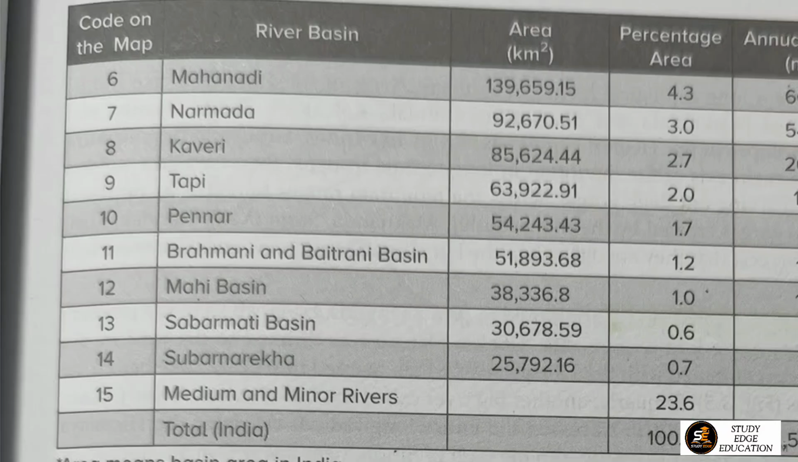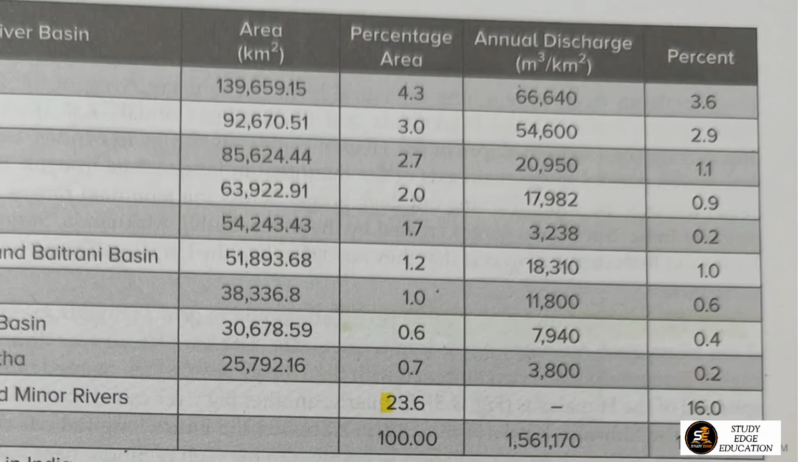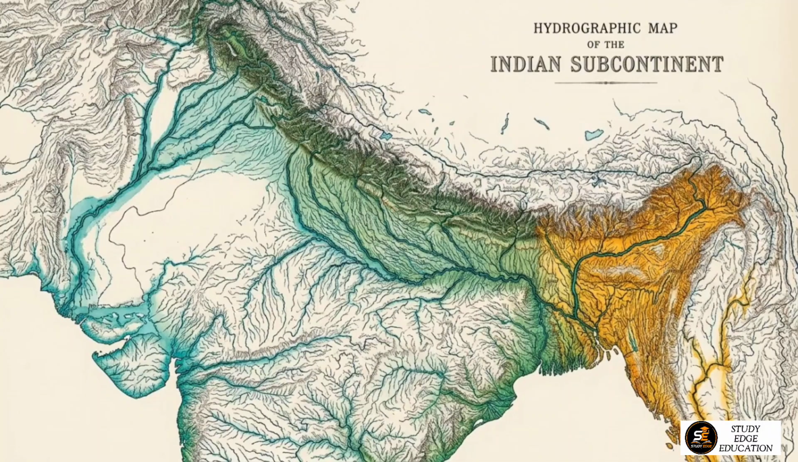Finally, returning to the data table reveals the collective power of the smallest rivers. Code 15 aggregates all the medium and minor rivers. Though individually small, together they account for 23.6% of the country's total basin area. The largest rivers dominate the map, but the vast network of smaller geographic capillaries provides the underlying water security for a quarter of the landmass.